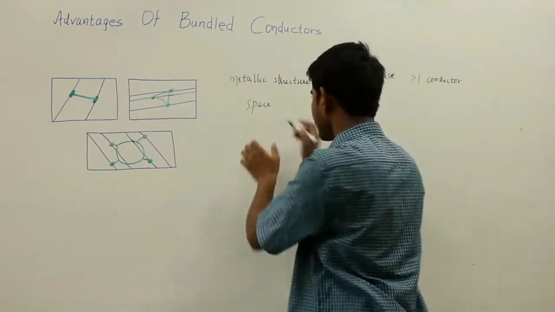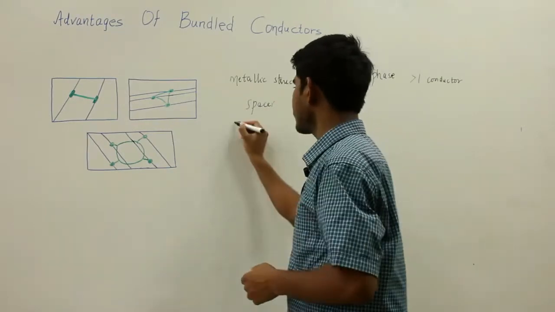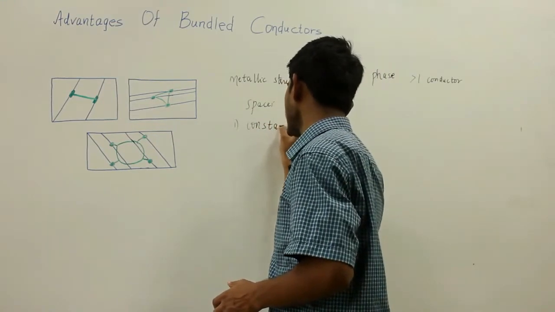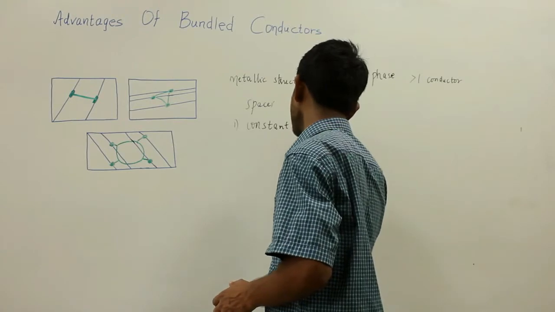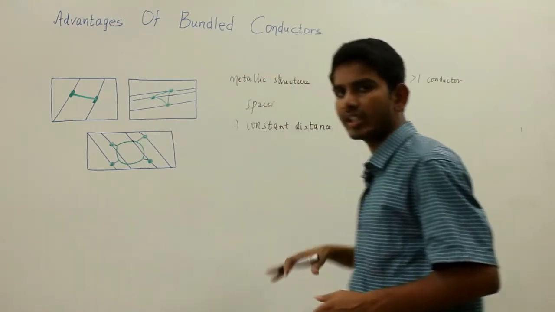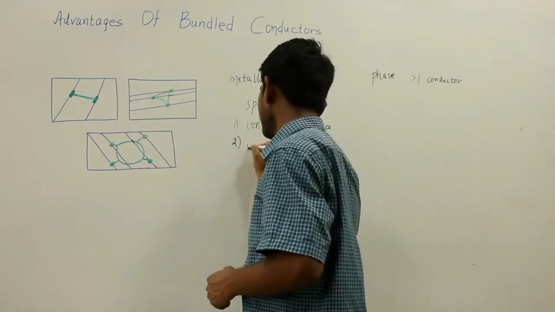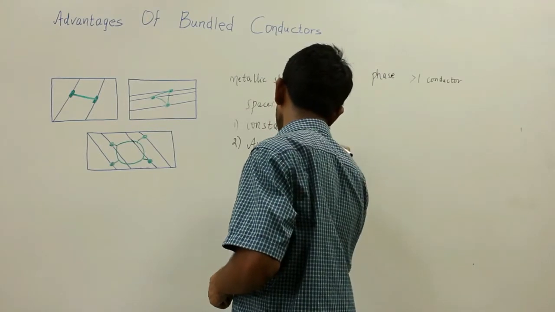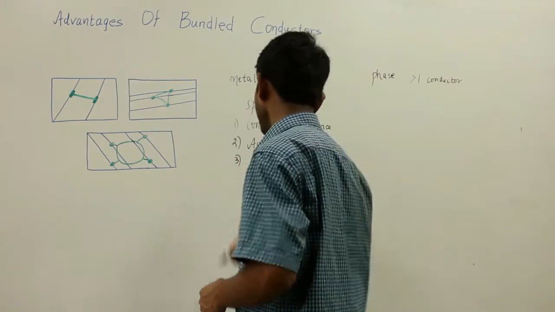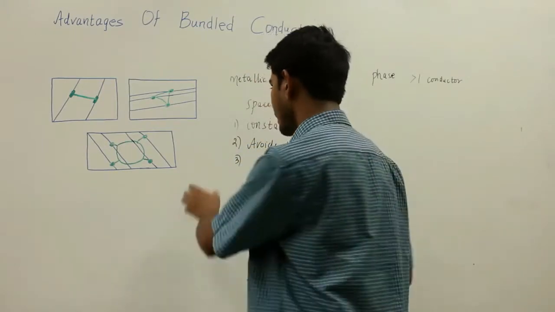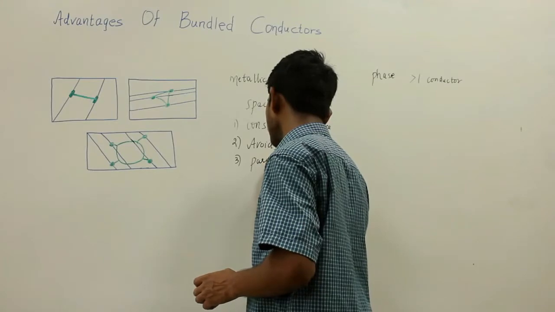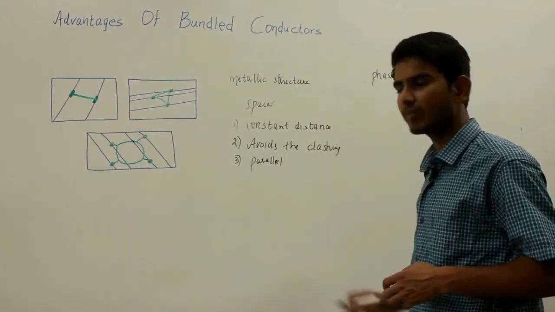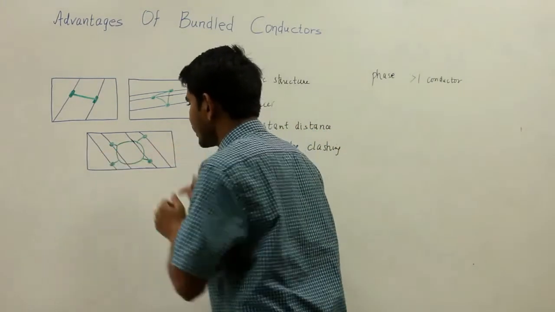The spacer does three jobs here. The first job is it maintains a constant distance between the conductors throughout the line length. The second is it avoids the clashing of conductors among themselves, and it maintains the conductors connected in parallel throughout the line length. So these are the three jobs done by your spacer, which is nothing but the metallic structure joining all the conductors per phase.